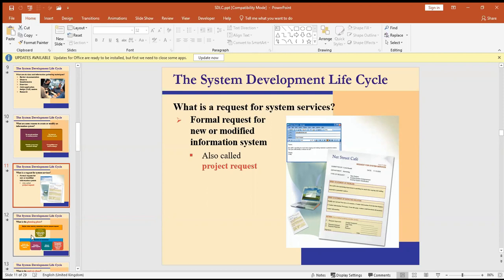So what is a request for service? Sometimes, anyway, I think this one we can skip.